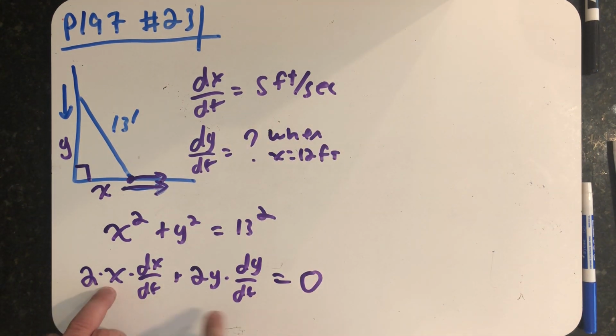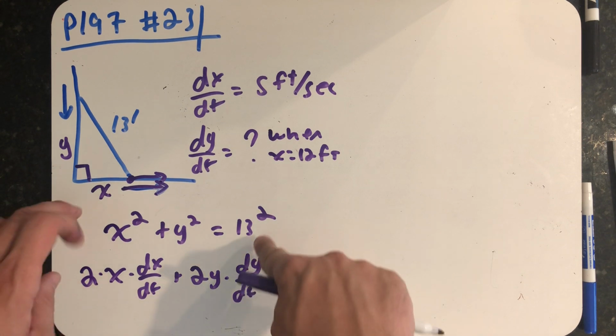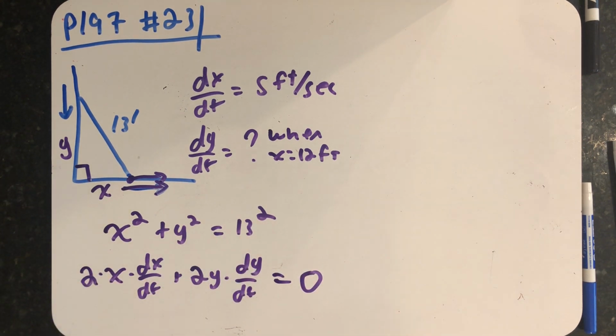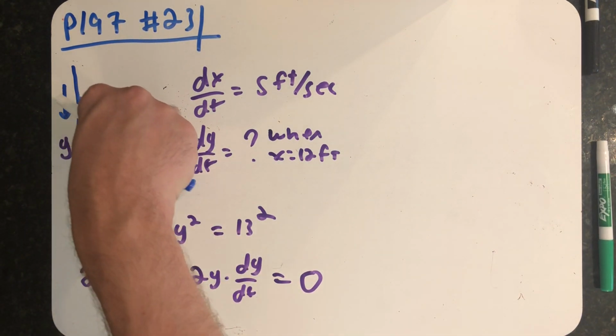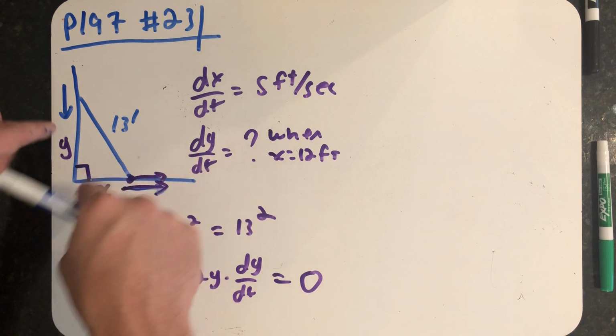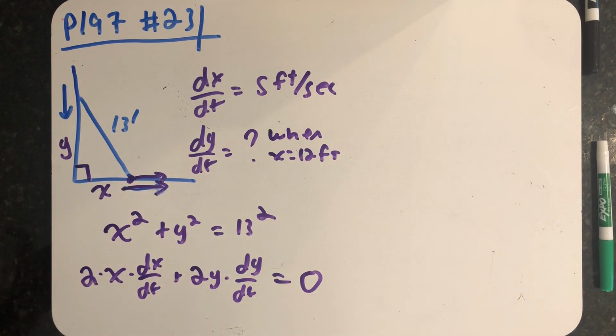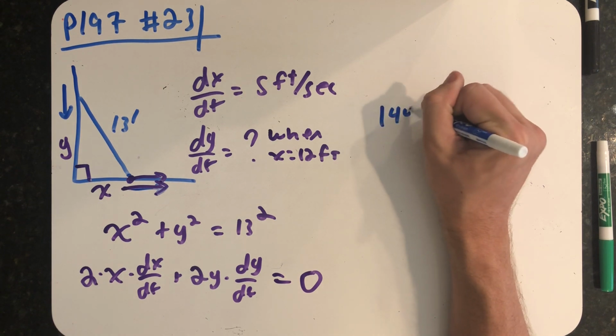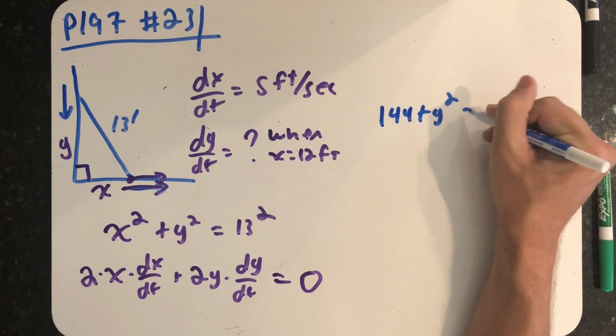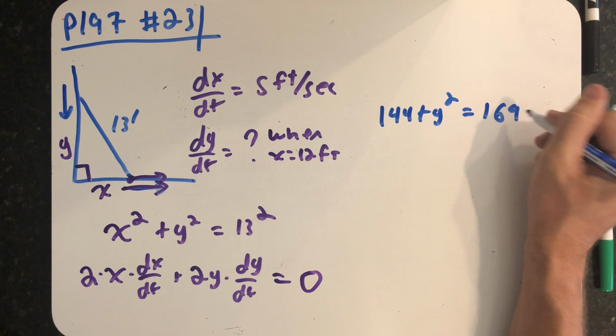I have a value for x, I need a value for y. And that's going to come from my original equation. Because at any moment in time, x squared plus y squared equals 13 squared. Because at every moment in time, the ladder has the same length, x and y are always the lengths of the legs of a right triangle. So x squared, 144, plus y squared is equal to 13 squared, which is 169.